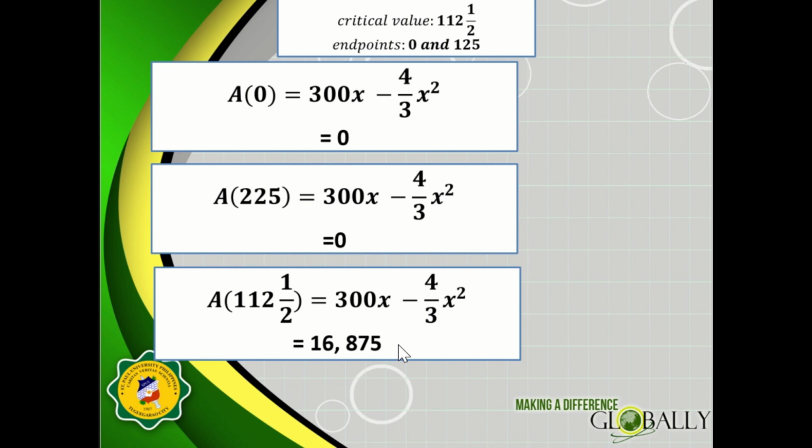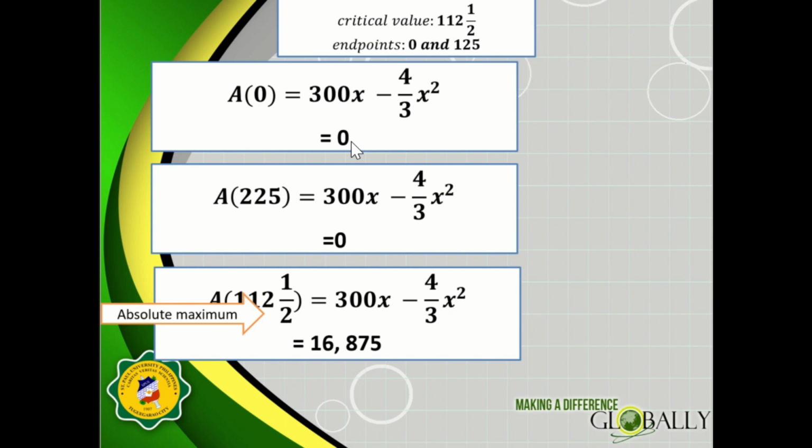So based on these values, 0, 0, and 16,875, what do you think is the absolute maximum? It's pretty easy: the absolute maximum is 16,875 because this is greater than 0. So this now is our absolute maximum, and this 0 here is our absolute minimum.